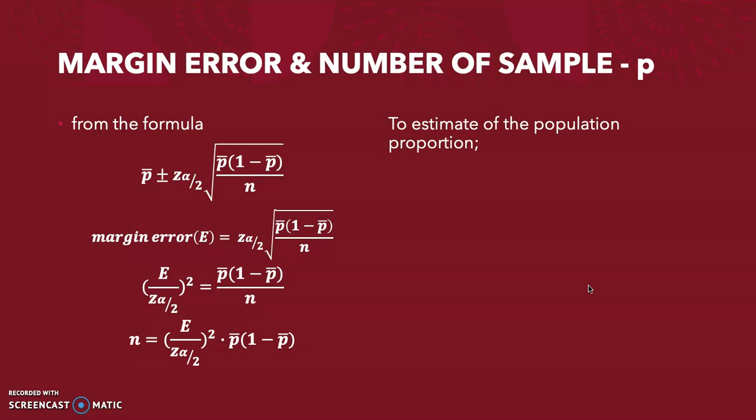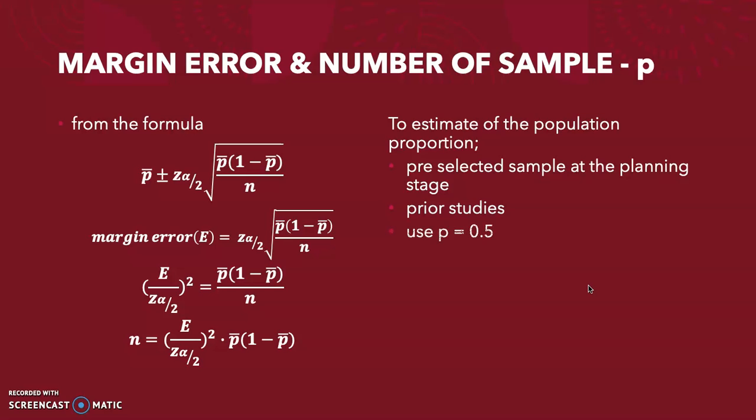To estimate the population proportion, we can use pre-selected sample proportion at the planning stage, or use an estimate of the proportion from prior studies, or if a reasonable estimate of the population proportion is not available, we can use p equals 0.5 as a conservative estimate to derive the optimal sample size.